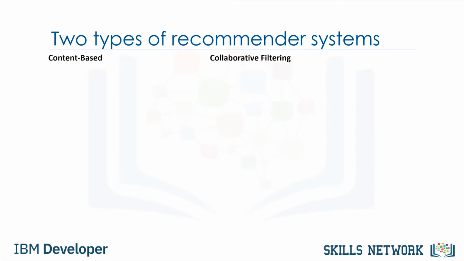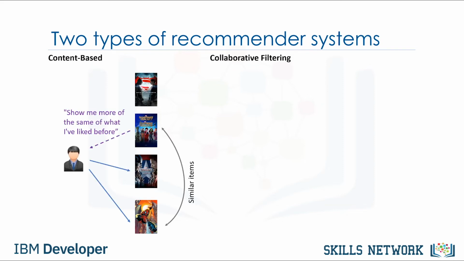There are generally two main types of recommendation systems: content-based and collaborative filtering. The main difference between each can be summed up by the type of statement that a consumer might make. For instance, the main paradigm of a content-based recommendation system is driven by the statement, "Show me more of the same of what I've liked before." Content-based systems try to figure out what a user's favorite aspects of an item are, and then make recommendations on items that share those aspects.